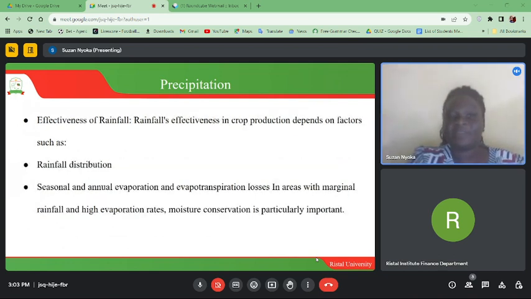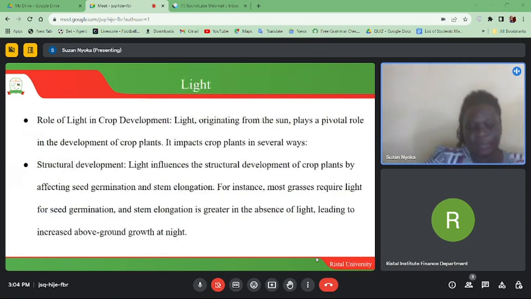Effectiveness of rainfall. Rainfall's effectiveness in crop production depends on factors such as one, rainfall distribution, two, seasonal and annual evaporation, and evapotranspiration losses in areas with marginal rainfall and high evaporation rates. Moisture conservation is particularly important. And next is the importance of light in crop production.